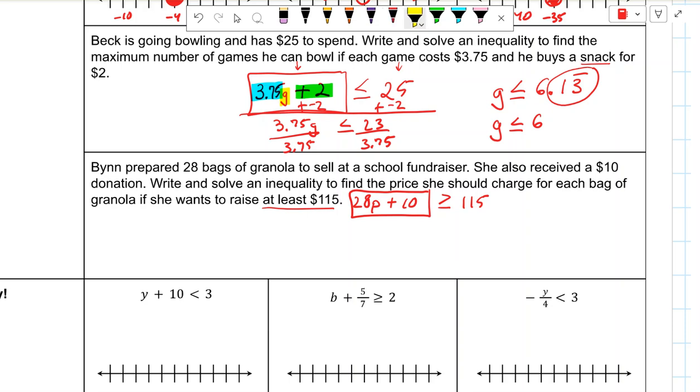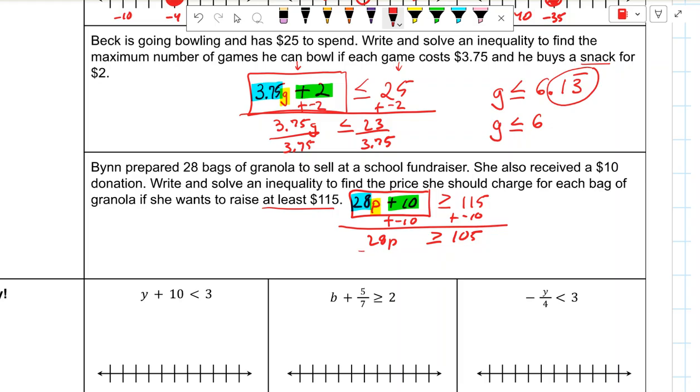So we're going to deal with the variable, and the variable has a coefficient and a constant. We're dealing with the constant first by adding a -10 to both sides. And 28p is larger than or equal to 105. Now we didn't reverse the sign because we're adding negatives to both sides. We're not multiplying and dividing by negatives on both sides.